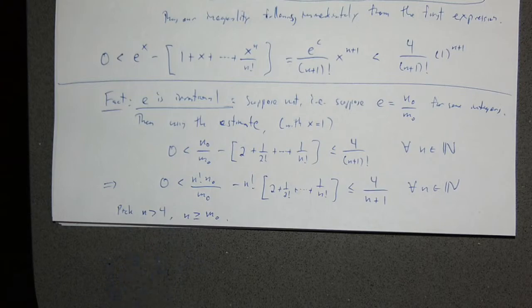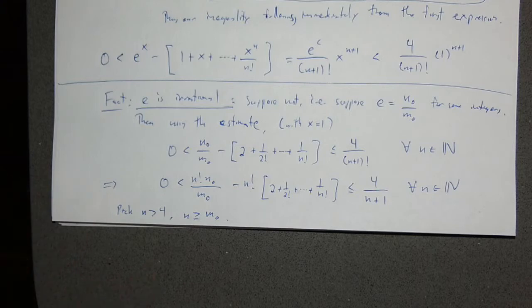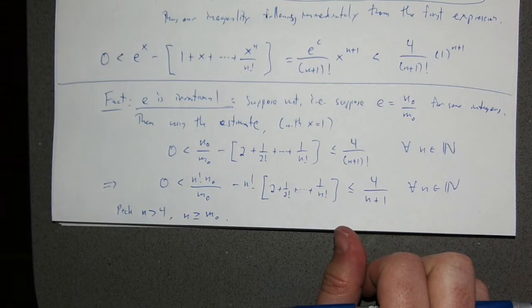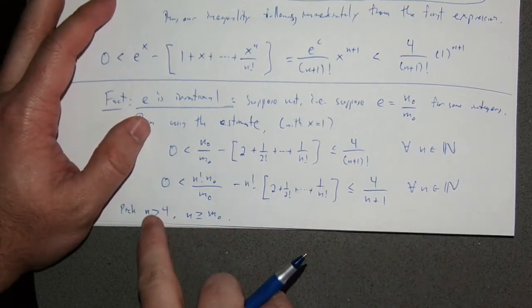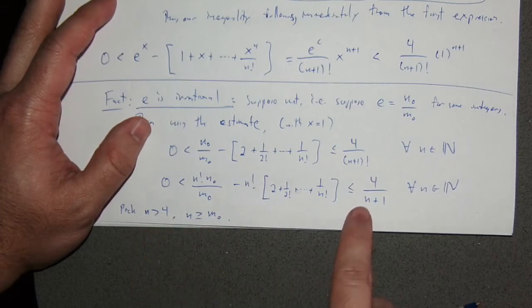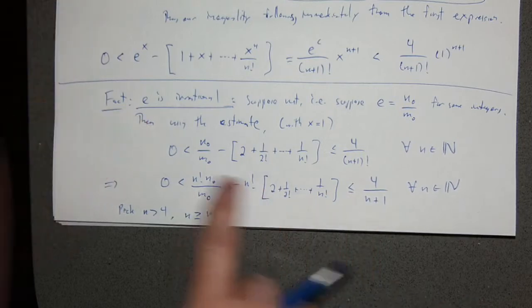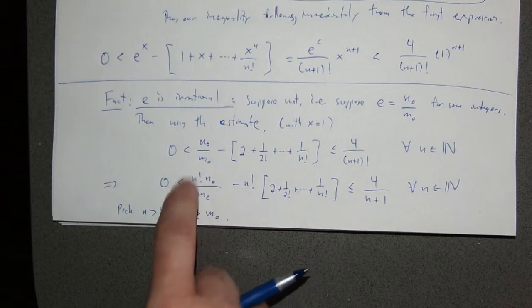I can always do this. What does this show, though? All right, what do these two things show? Well, really, just what if n was equal to 4 here? What is this saying? What do I get here? So if n is bigger than or equal to m naught, then n factorial times n naught over m naught is an integer.